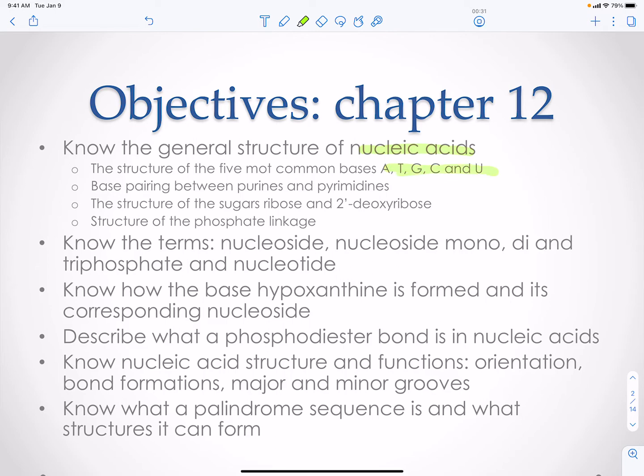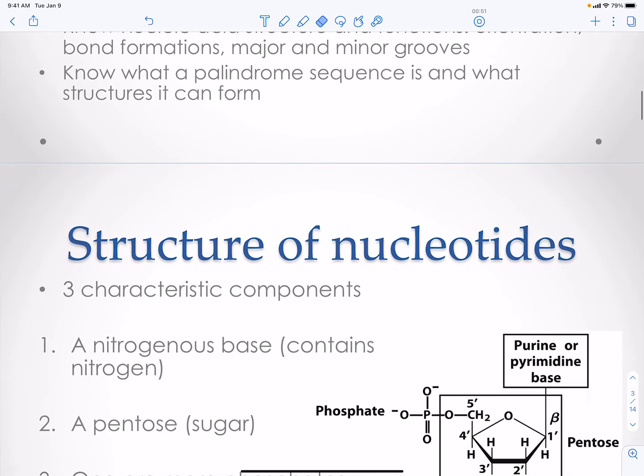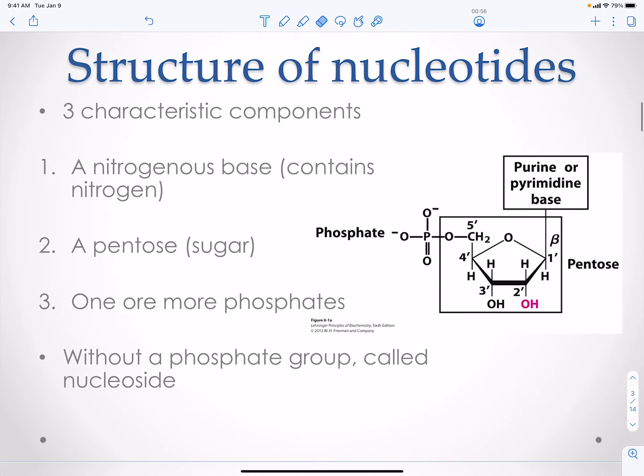And then we'll talk about what the difference between a nucleoside and nucleotide is, which is very important in the actual structure of the nucleic acid versus those nucleosides that are going to be used for energy, such as ATP. And then we'll talk about the bond formations that make up our RNA and DNA and how the RNA-DNA structure is.